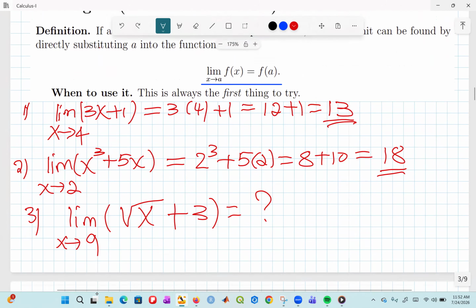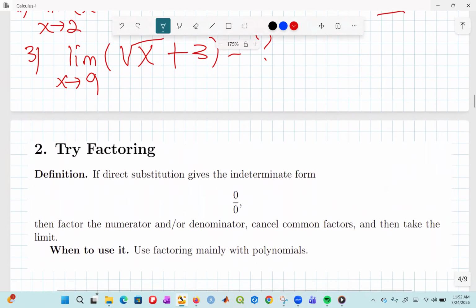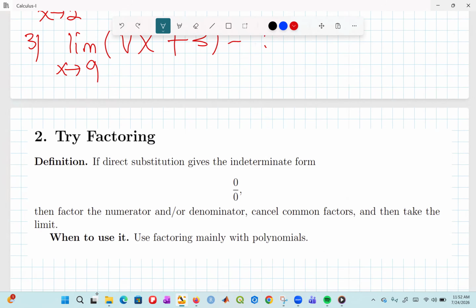Okay, now let me show you the second technique of limits, which is known as factoring. When do we use factoring? Factoring is used when direct substitution gives the indeterminate form 0 over 0. When you apply direct substitution, if the result is 0 over 0, then we have to apply factoring. The standard approach is to factor the numerator and/or denominator, then cancel common factors.